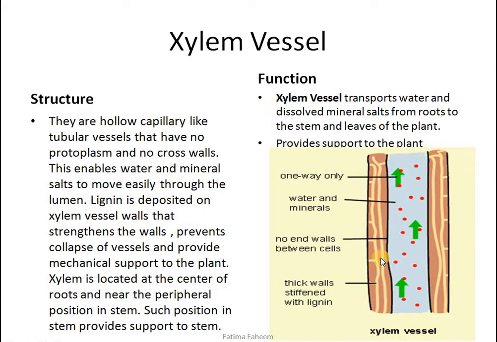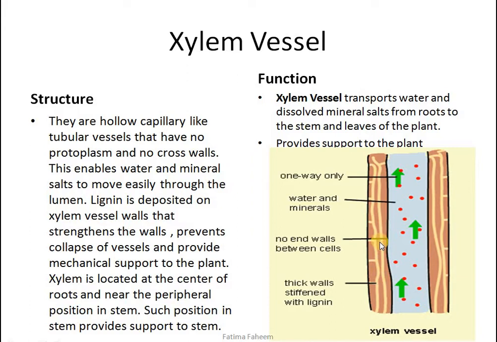And what the cell wall has is a special strengthening material called lignin. I have written here that lignin is deposited on xylem vessel walls. What does it do? It strengthens the walls. It prevents the collapse of the vessel, hence provides mechanical support to the plant. Mechanical support is provided by lignin, which is deposited on the cell walls of xylem vessels.